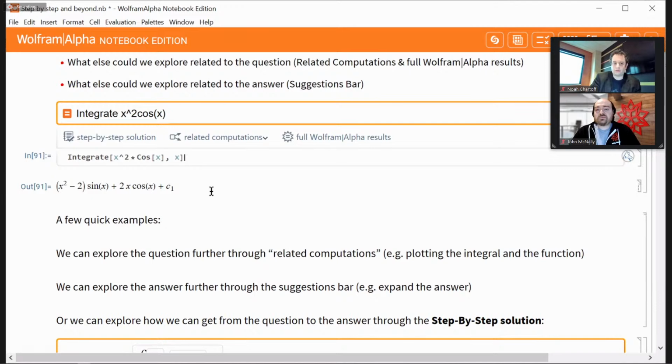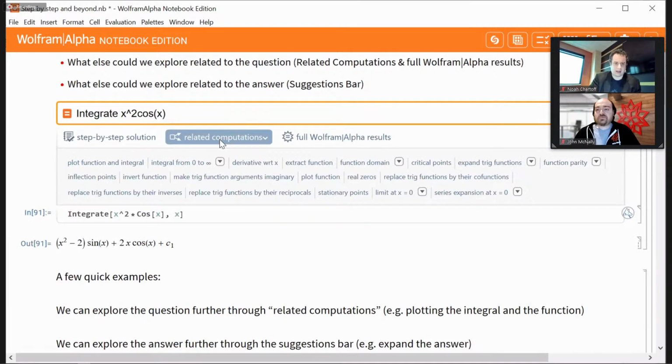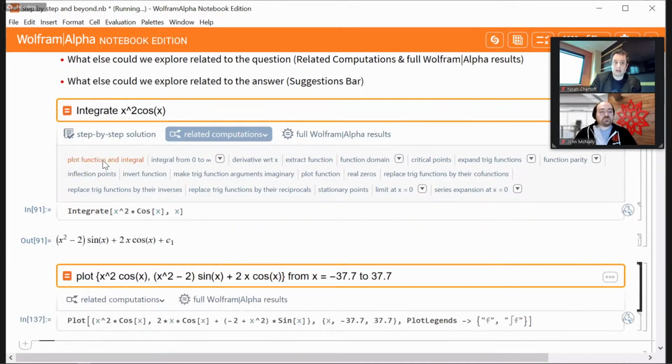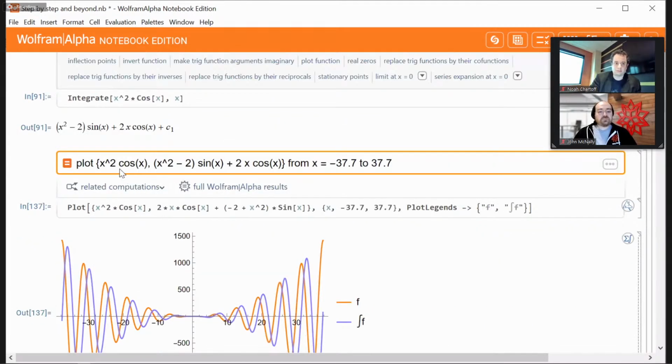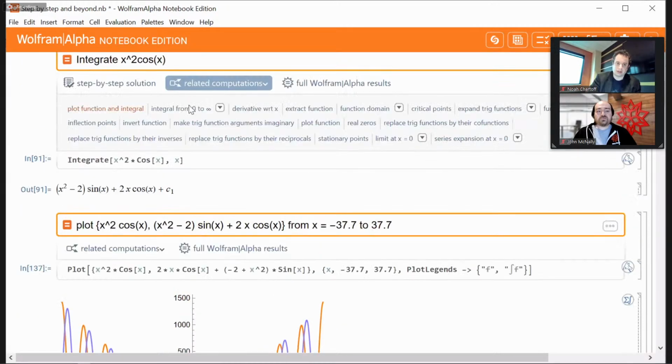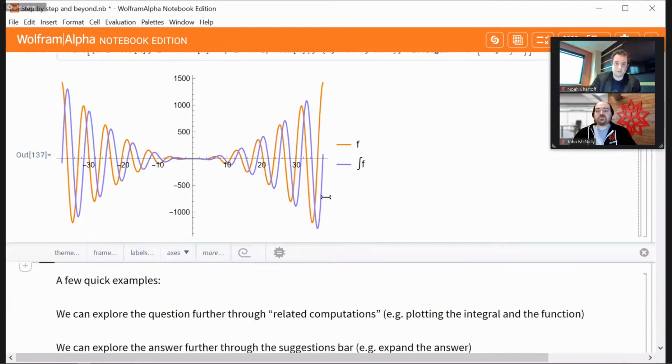But we could explore this further, like exploring the question, the query, further through some related computations. John will be going into these more than I will, but just as a quick example that I happen to like, it will say, all right, you want to integrate this. What else might you find useful about this? Maybe, for example, plotting the function x squared cosine of x, and in orange, its integral. By clicking on related computations, it gives us all sorts of useful things that we could be doing. We're not going to look at all of them, but that's an example.